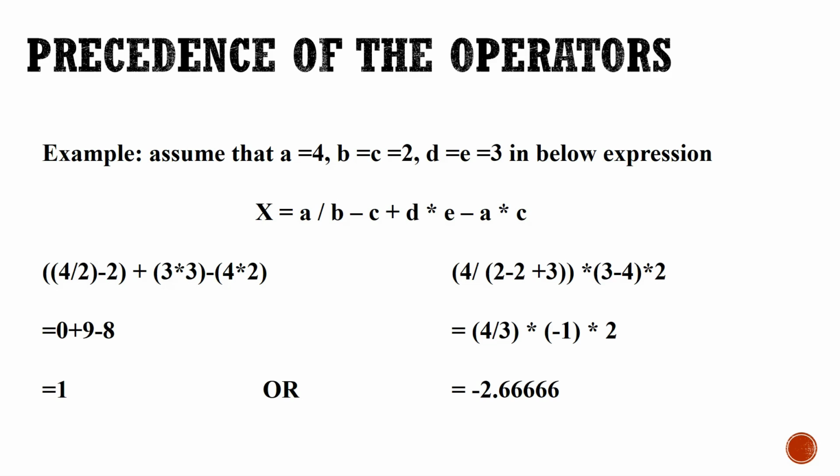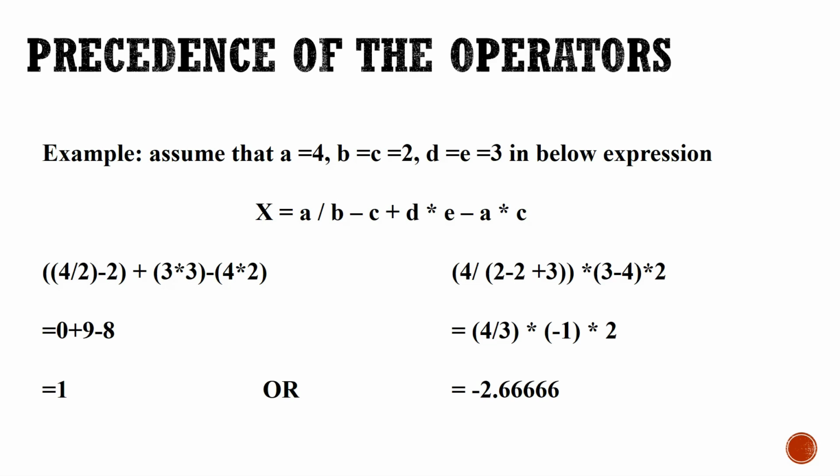Now let us take one example and try to solve it. Let us check. X equal to A divided by B minus C plus D star E minus A star C. Now if I go for solving this expression, A is 4, B and C are 2, D and E are 3. So A is 4 divided by 2, next minus 2 plus 3 into 3 minus 4 into 2. Fine. So now, the question is which one is the correct one?